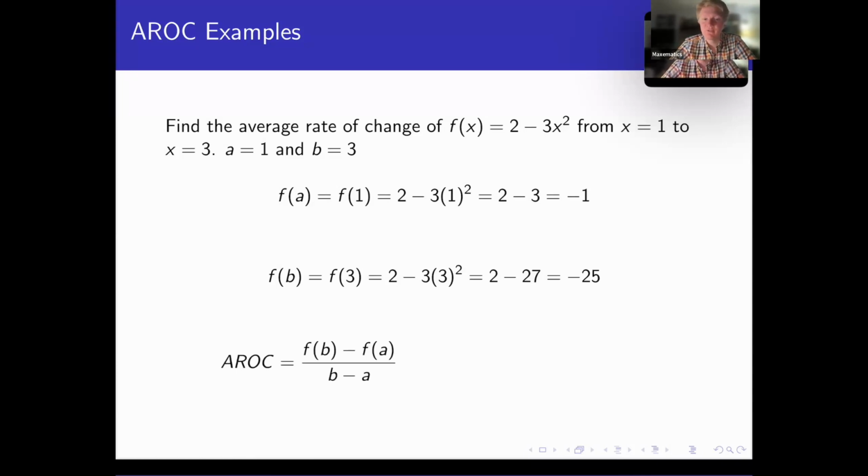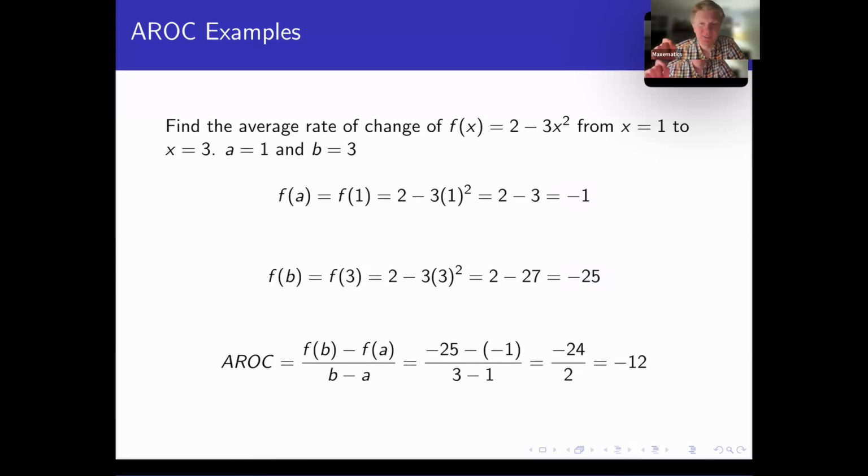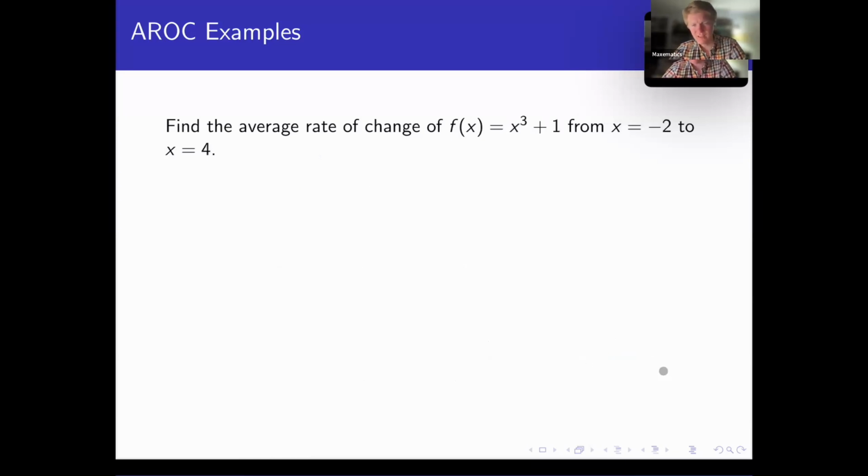Okay, well, average rate of change: f of b minus f of a over b minus a. Well, we just found f of b, and we just found f of a, and b is 3, and a is 1. So that's actually pretty nice. We already have everything. Negative 25 minus negative 1, that's plus negative, over 2, gives negative 12. So the average rate at which our function changes from 1 to 3 is negative 12. If you were to draw a line from (1, negative 1) to (3, negative 25), its slope would be negative 12.